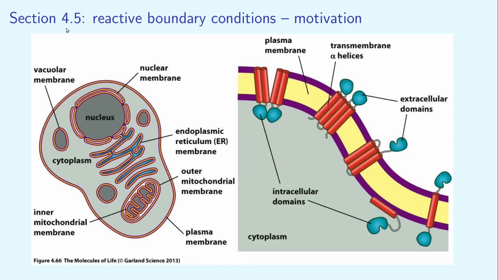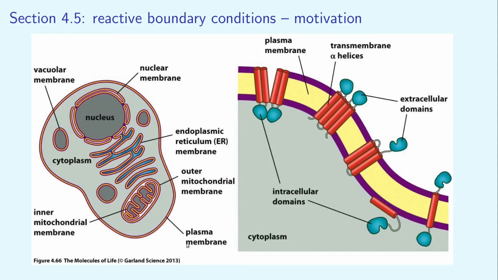In section 4.5, we consider reactive boundary conditions. To motivate this section, I have included here a picture from a biology textbook. It is a schematic diagram of a eukaryotic cell with various cellular compartments and membranes indicated. In our previous biological motivation, we mentioned that diffusion in a spherical shell could be viewed as diffusion in the cytoplasm, which is bounded by the outer membrane of the cell called the plasma membrane.